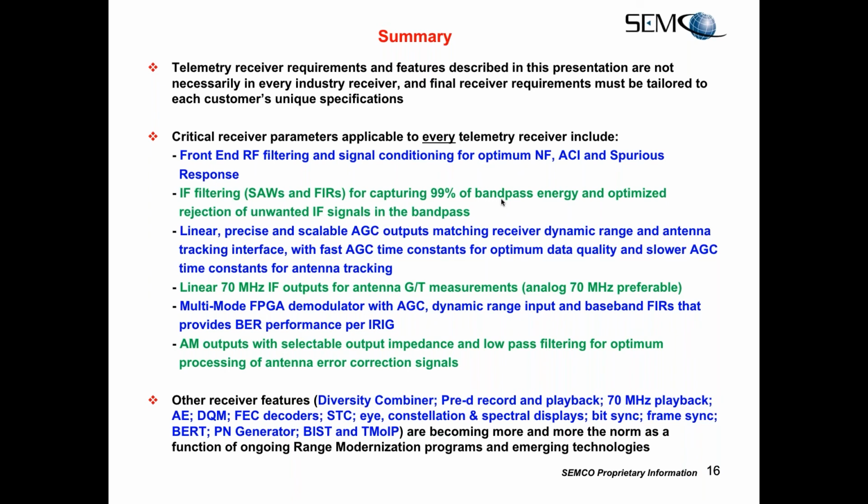Now, other receiver features, as I've talked to you about in this presentation: diversity combiner, 3D record and playback, 70 megahertz playback, adaptive equalization, data quality metrics, FEC decoders, space-time coding, eye constellation and spectral sweeps, bit sync, frame sync, BERT, PN generator, built-in self-test, and TM over IP. All of those are becoming more and more the norm as a function of ongoing range modernization programs and emerging technologies. And so you need to look at that in terms of not necessarily what you might need today, but what you may need in the future as time goes on.